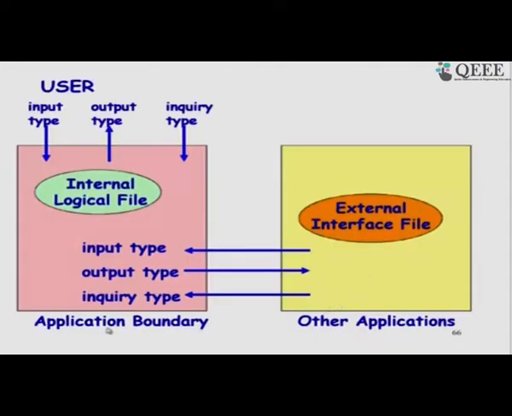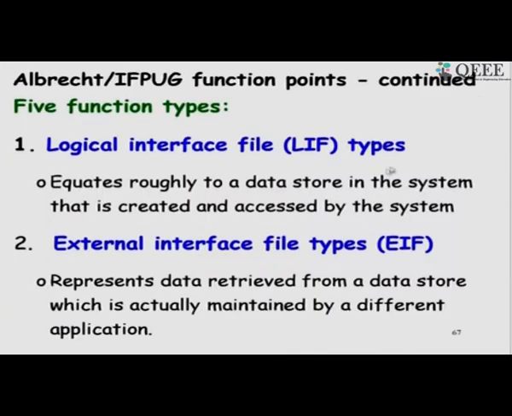So, this just says that the input data, the output data and the inquiry may not only come from the user, but may be from the external applications, other applications, and the external interface file is also produced by other applications or maybe the user. So, this is just written down here, the 5 parameters, just to have some document notes for you to read later.